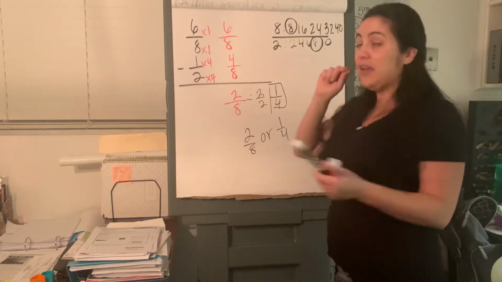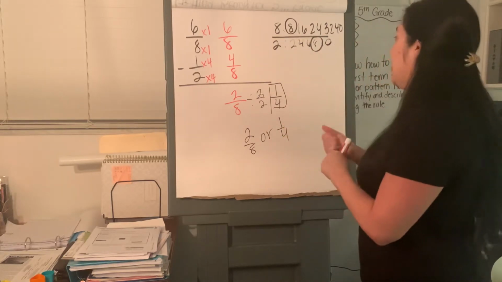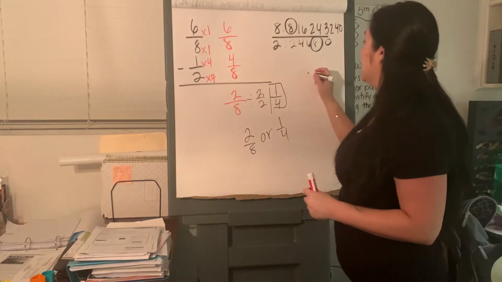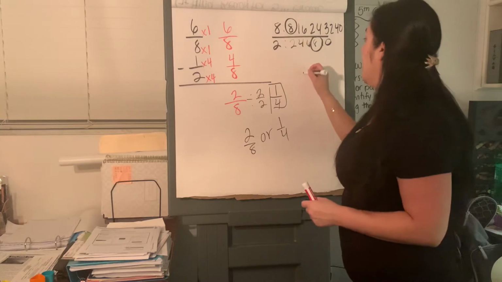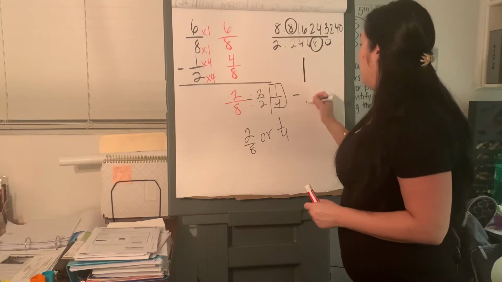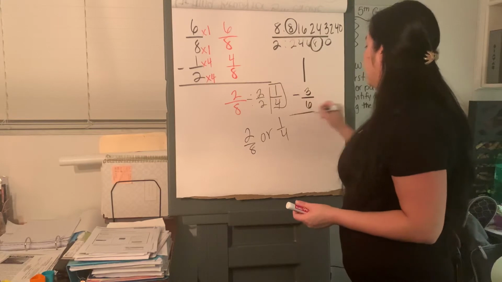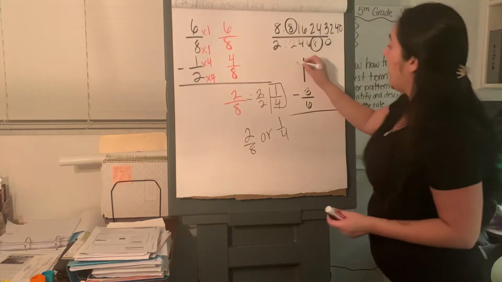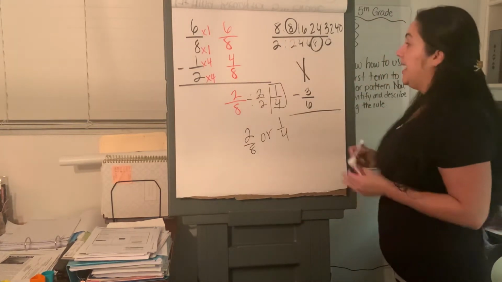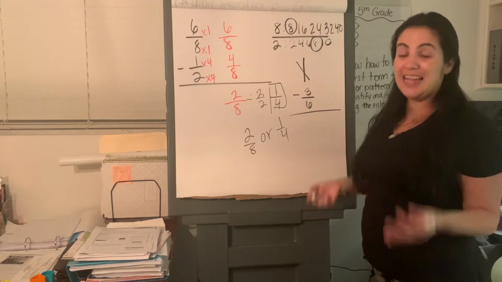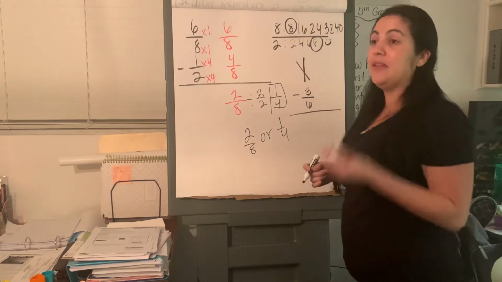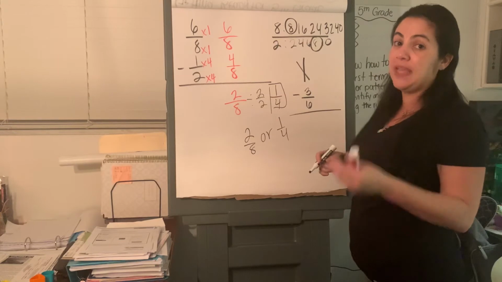Now, one more thing I want to go over with you is that sometimes you're going to have a problem that subtracts a fraction from a whole number. Now, what I taught you was to change this whole number into a fraction that equals a whole number. And that means that the numerator and the denominator are both the same number.